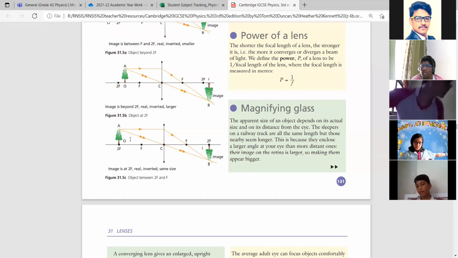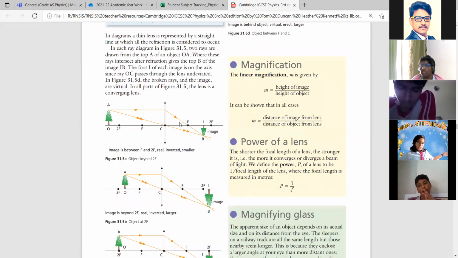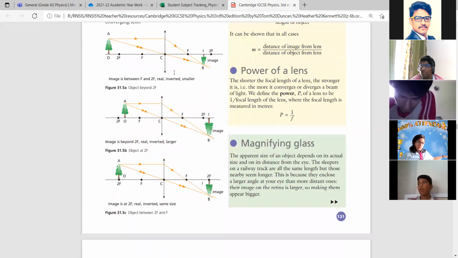So this kind of image is a real image. It's not a virtual image. In a lens, on the right side, we get a real image. Now, diagram 1, 2, and 3, all of them are not called a simple microscope.